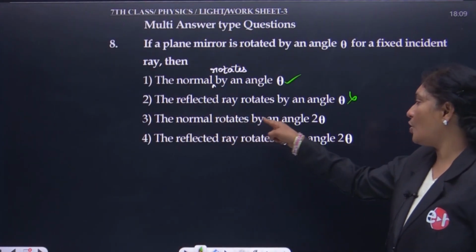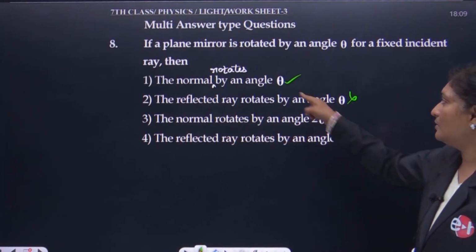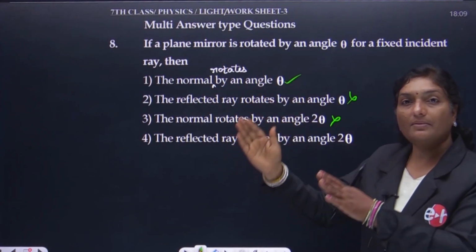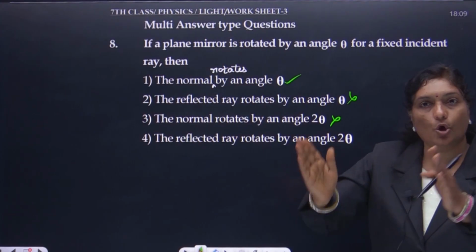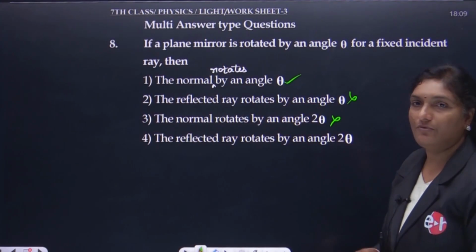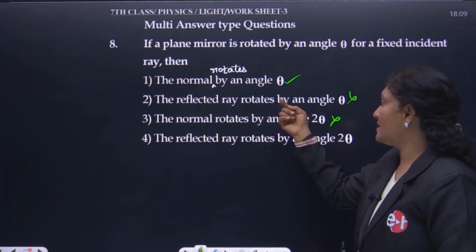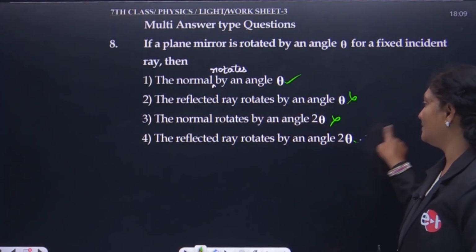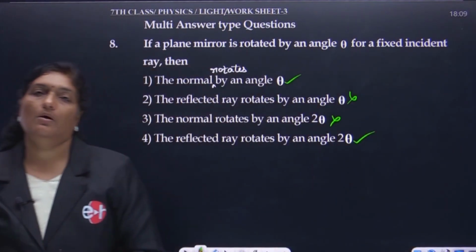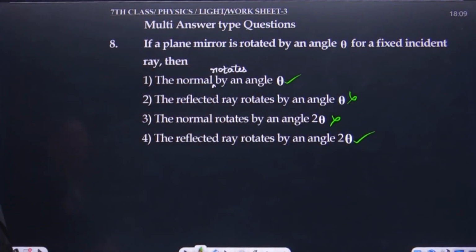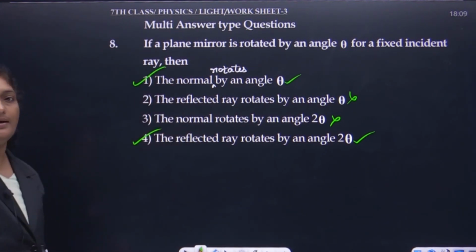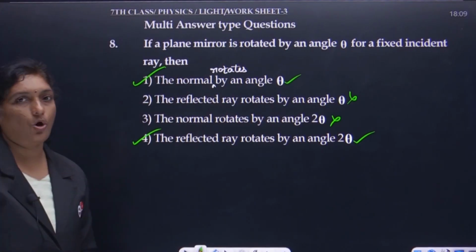Here it was given that the normal rotates by an angle 2 theta. No, because we have just discussed that whenever the mirror rotates by an angle theta, the normal also rotates by an angle theta. So if this is true, this must be false. And the reflected ray must rotate by an angle 2 theta. That's true. Clear? So we observe two statements are true, the first one as well as the fourth one. Both are true. Hence we have two correct options.